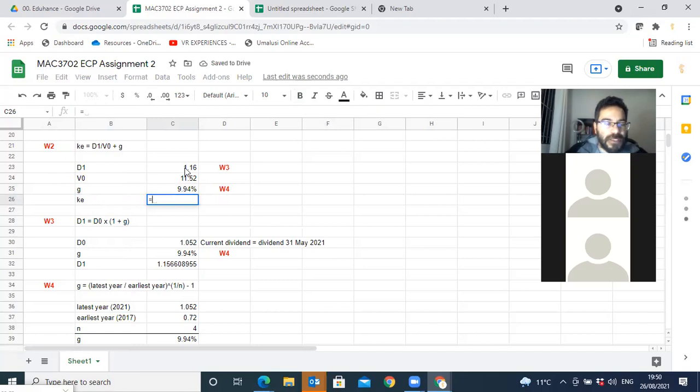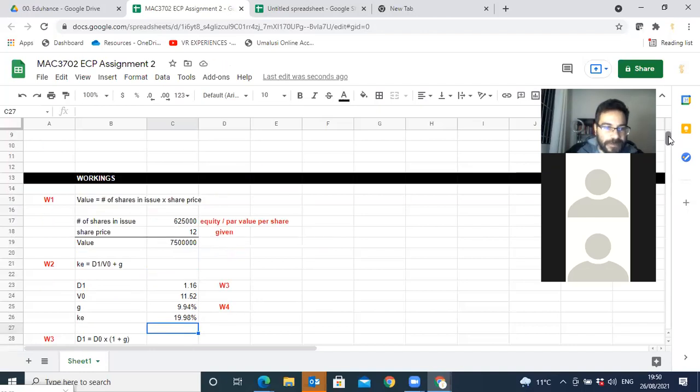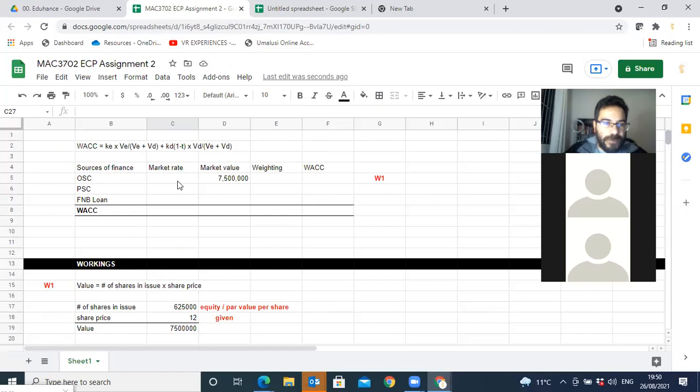So now that I have all the variables, I can calculate cost of equity, KE. KE equals D1 divided by the value, plus the growth rate. So cost of equity is 19.8%. This is going to be equal to C26. There we go, 19.6%. And I'm going to tell them they can go look at working 2. I put working 2 first because working 2 relates to market rate. Working 1 relates to market value.